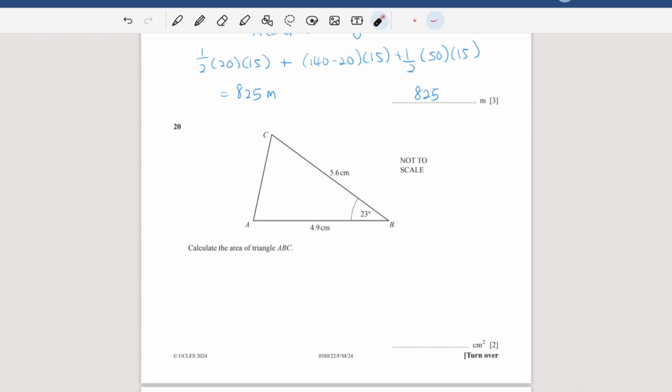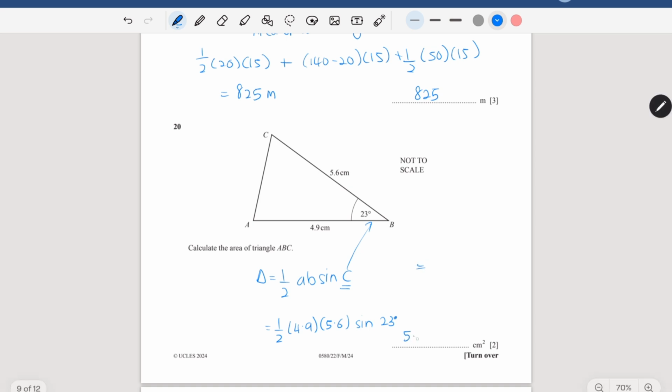Alright, question number 20. Calculate the area of triangle ABC. The formula to calculate the area of a triangle is half ab sin C. So a and b are your lengths, you can take 4.9 and 5.6, and the capital C refers to the angle, which is 23, the opposite angle. So your answer will be 5.36 centimeters squared. This is the area of the triangle.